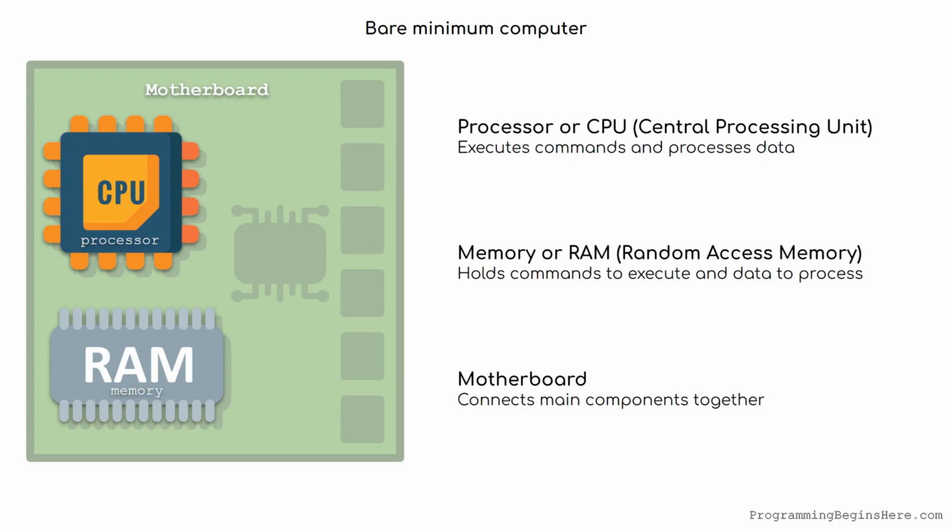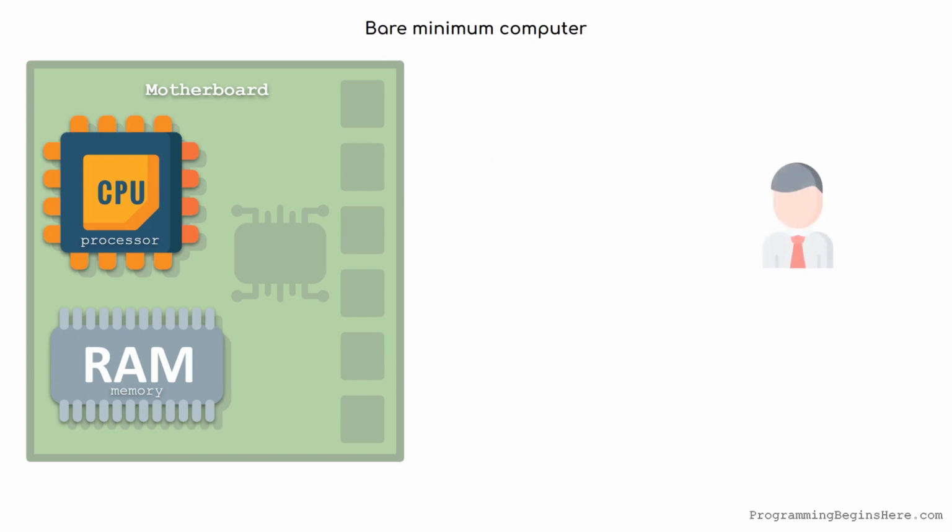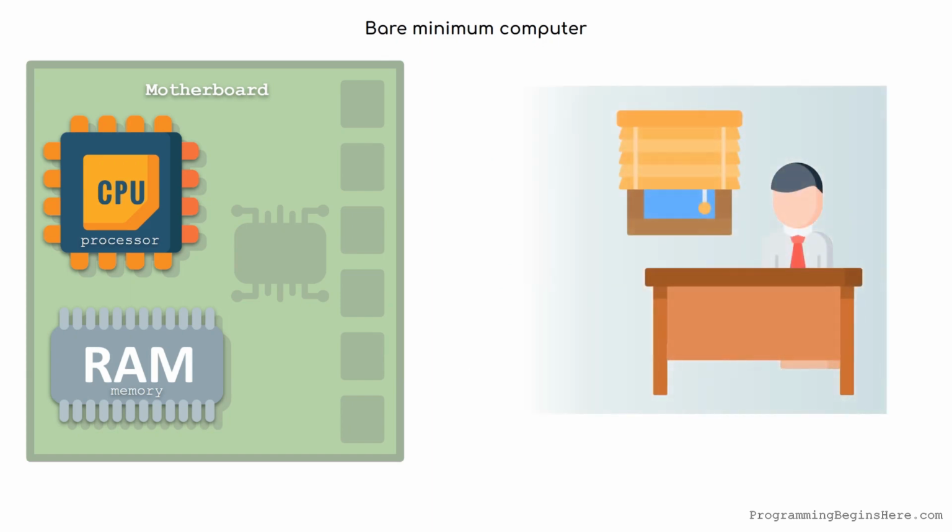To make an analogy with real life, you can think of an office worker who works behind a desk in an office. In that analogy, the worker would be the processor, the desk would be the memory, the papers on the desk would be the commands and the data to process, and the office itself would be the motherboard.